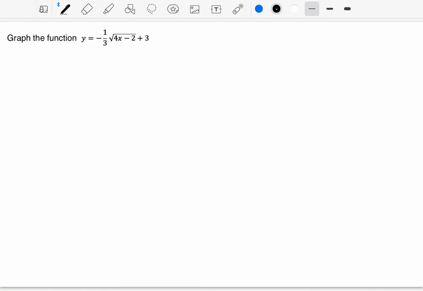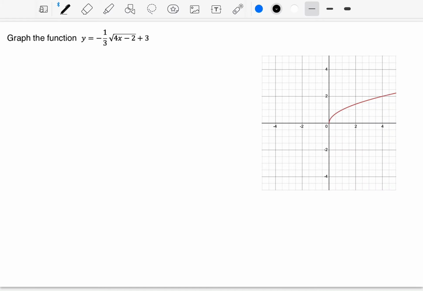Hi everyone! Today we're going to be looking at how to graph this function here. So the first thing to do is we want to recognize which elementary function this function will fall into. And we can see pretty quickly that it belongs to the square root function as graphed here.